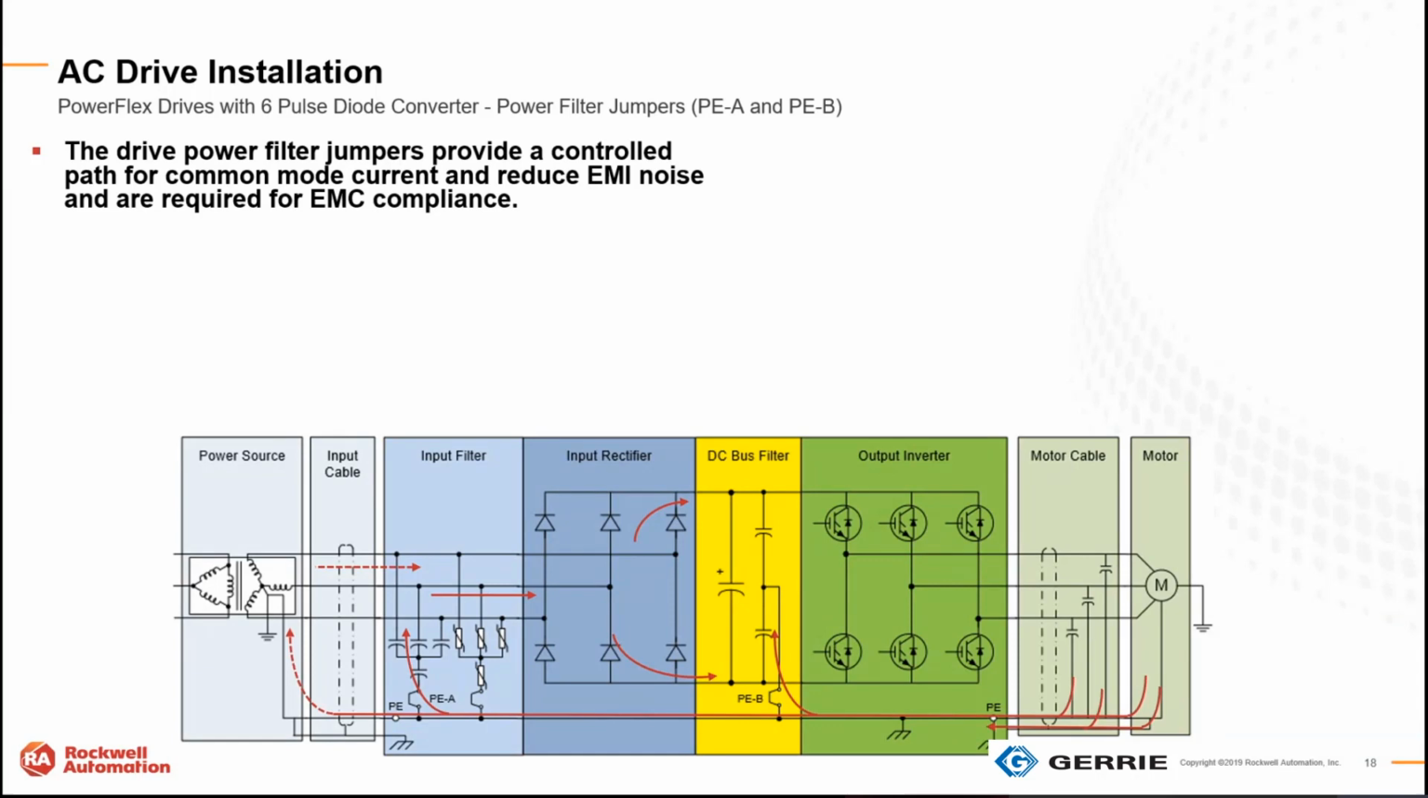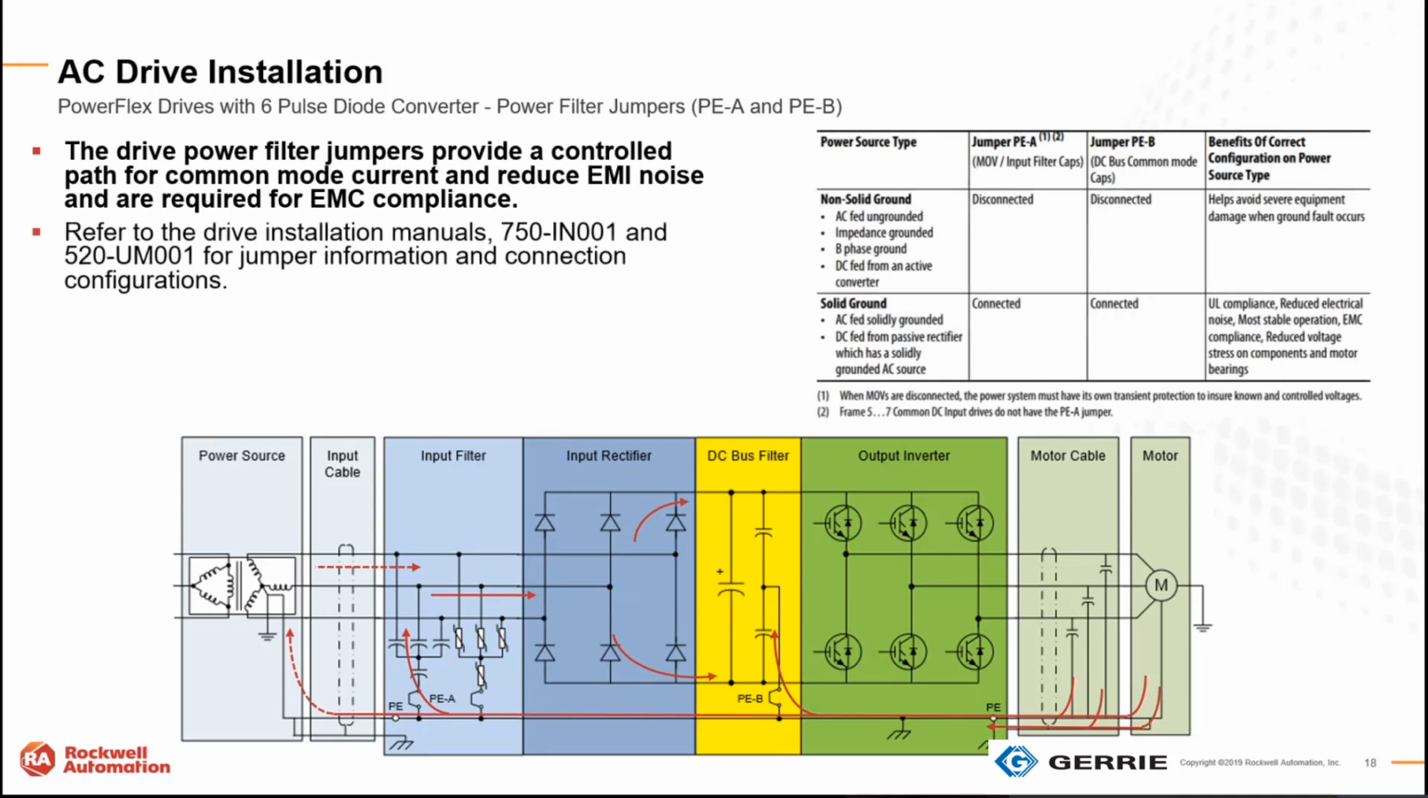So this is an overview of the drive system here. The recommendations, in this case, I'm just showing the 750-IN001. We also have the 520-UM001. It shows correct jumper connections. We can see the jumpers down in the bottom here. I don't know if you can see my mouse or not, but I'm circling where the jumpers are.